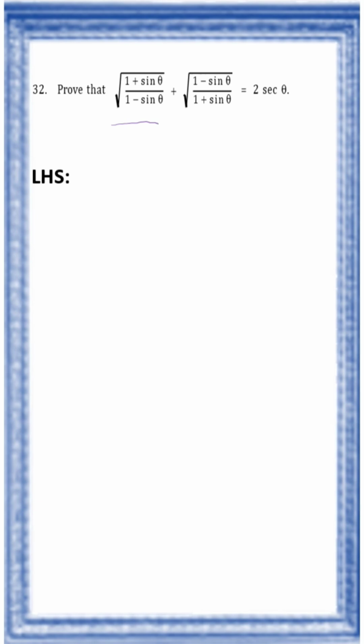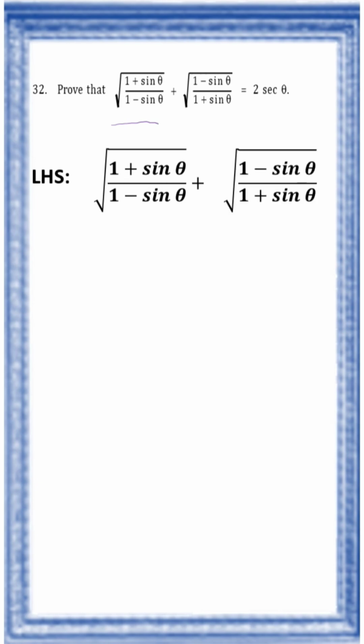Now let us take the LHS. What is LHS? 1 plus sin theta upon 1 minus sin theta plus 1 minus sin theta upon 1 plus sin theta. Whenever you see similar numbers in the numerator and the denominator differing only by sign, here plus sign, here minus sign, here also negative sign, here positive sign, then you have to rationalize the denominator. Means you have to multiply both numerator and denominator by 1 plus sin theta here, and 1 minus sin theta here. What do you get here?